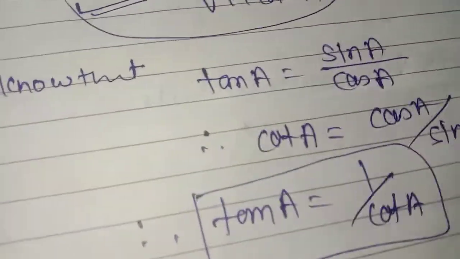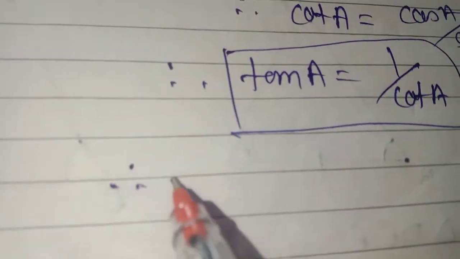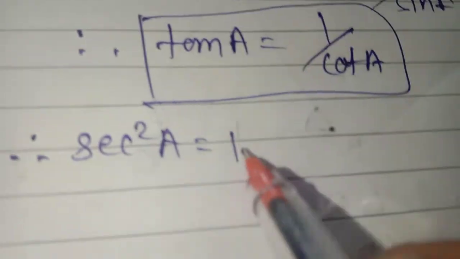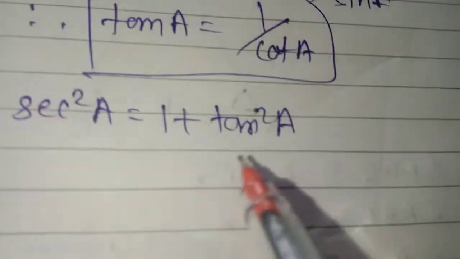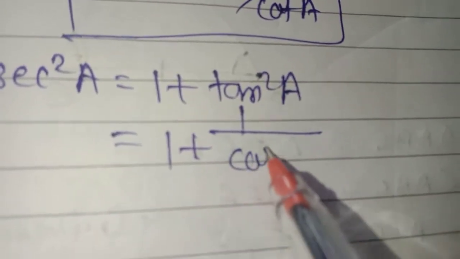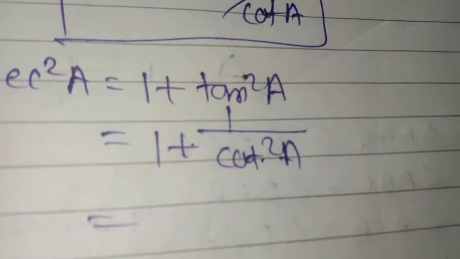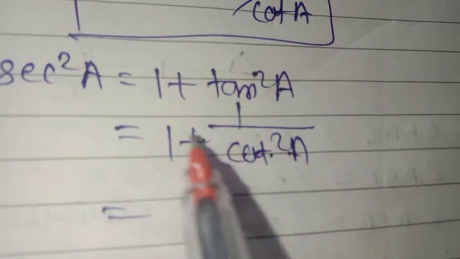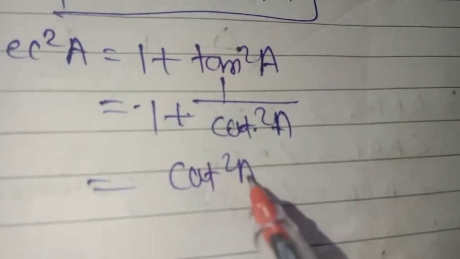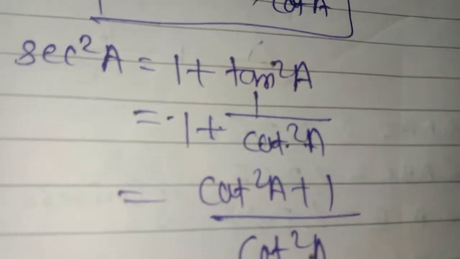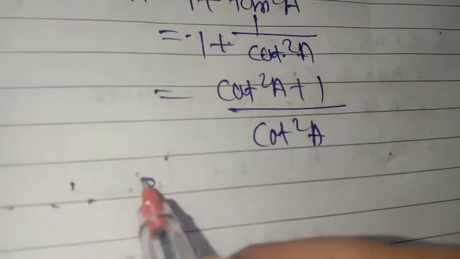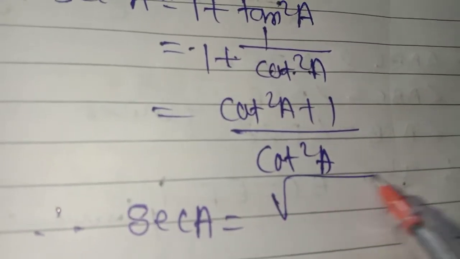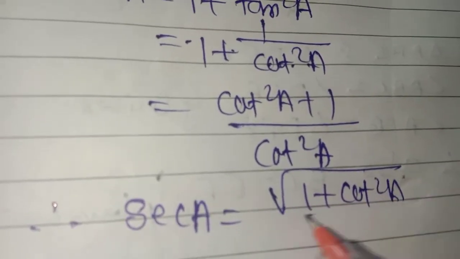What we need is sec A. We got the value of sin and tan. So what will we write here? Since sec square A is equal to 1 plus tan square A, 1 plus tan square A can be written as 1 upon cot square A. Take LCM, multiply cot square A and 1, it is cot square A plus 1 upon cot square A. So what will be the value of sec A? Therefore sec A is equal to under root 1 plus cot square A upon cot A.